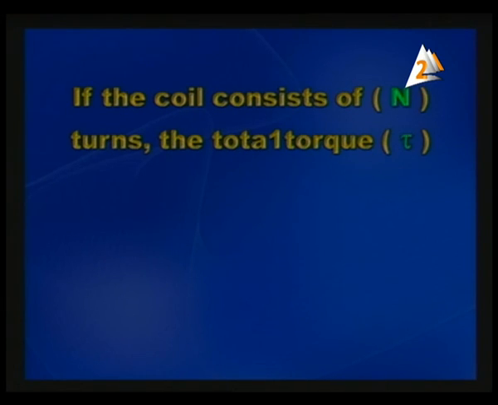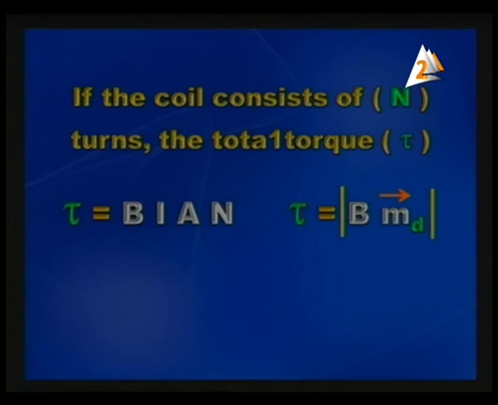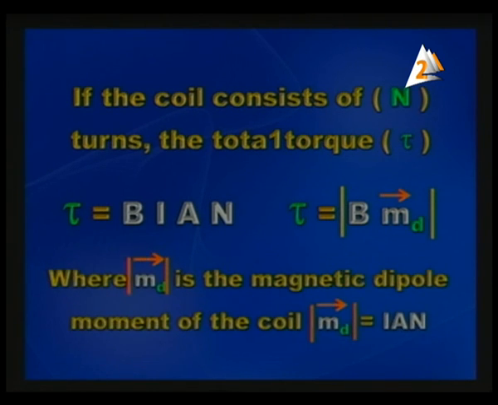If the coil consists of N number of turns, the total torque is determined from the expression BIAN. Also, we can say the torque is equal to B times MD. What is MD? It is the magnetic dipole moment of the coil, and it is equal to IAN. I is the current intensity flowing through the coil, A is the face area of the coil, and N is the number of turns on the coil.